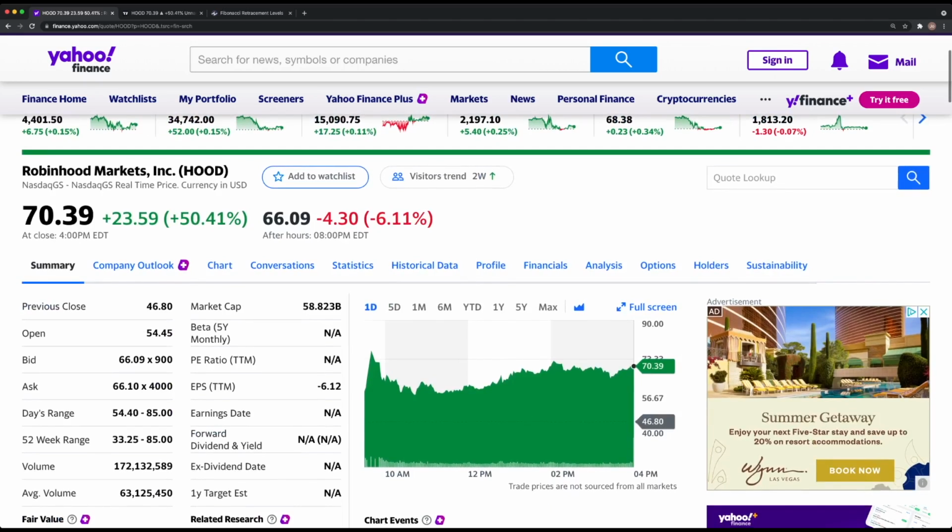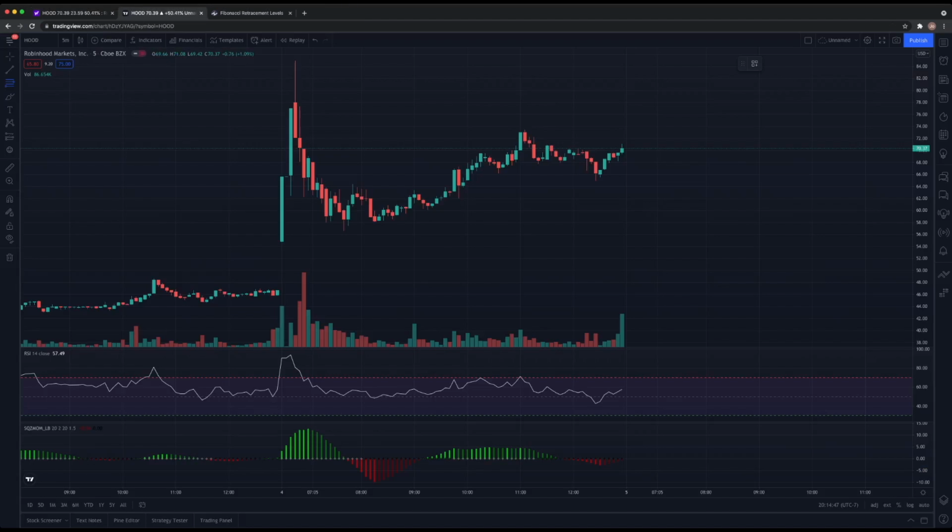So let's take a look at Robinhood within TradingView. Here we have a 5-minute chart on Robinhood. So today at the opening bell, we did have a giant push from the $54 price up to the $85 price, and it came back down slowly, and it has a small run upward throughout the day, and it just ended at the $70 mark at the closing bell.